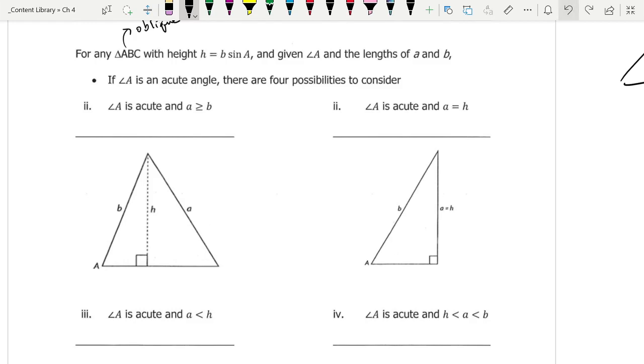And here's what we're going to learn with this. If I have angle A in this triangle and side A is bigger or the same as side B, I know I have an acute triangle and there is one possible solution.